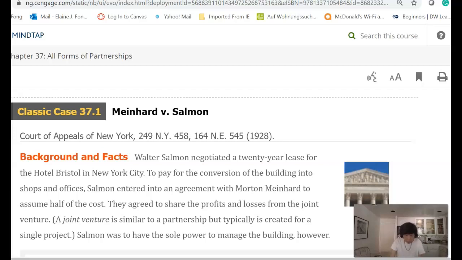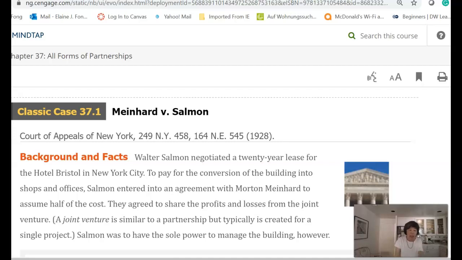All right, this is an old case. It's considered a classic case, and even though it's old, it stands for a very strong principle, the one that we're studying right now, that partners should avoid conflicts of interest, and if they do end up in a conflict of interest, the court will not support that. All right. So in this particular case from 1928, the defendant is a Mr.